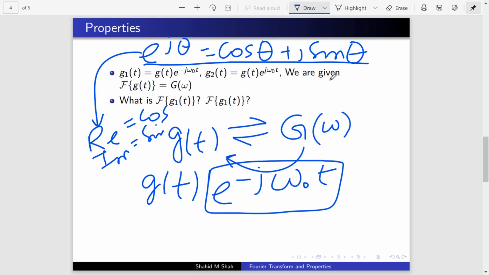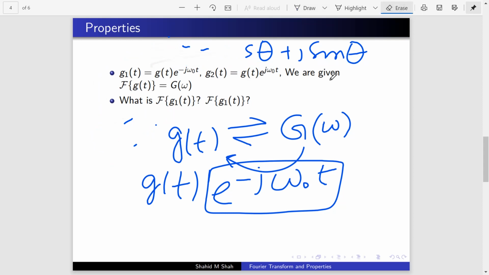So you can think of e to the power j omega naught t or any such function where it is e to the power j 2 pi f t or whatever. They are actually sinusoidal functions. Their real part is cos, their imaginary part is sine. You all know this. Now if I multiply it, what will happen to the Fourier transform? Okay, so let's see.